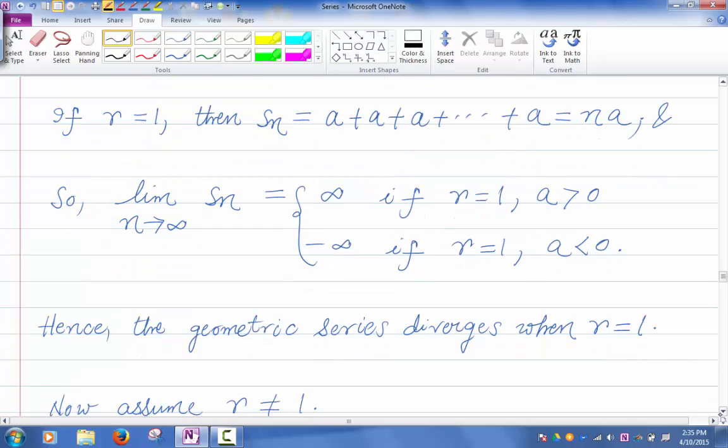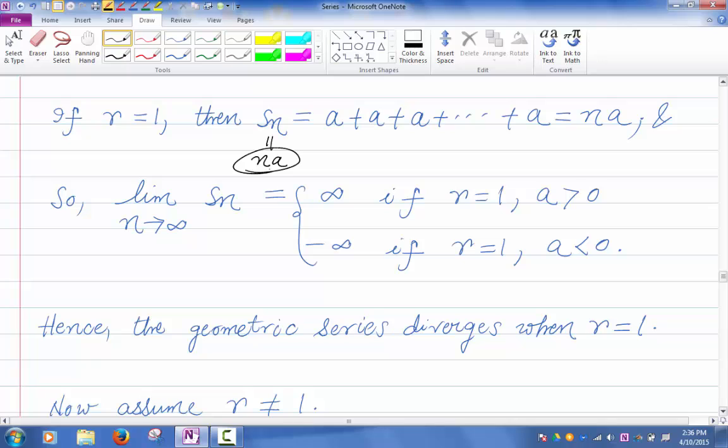You guys agree with that? Because I have Sn. Sn is equal to n times a, right? So when a is negative, n times a will go to negative infinity. When a is positive, n times a will go to positive infinity. So the limit of Sn, in either case, is divergent, right? So Sn is divergent. Therefore, the geometric series diverges when r is 1. When r is 1, the sum of the geometric series is undefined.